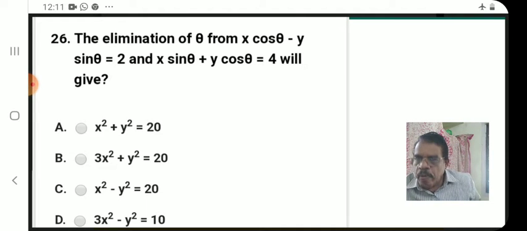Next problem. The elimination of theta from x cos theta minus y sin theta equal to 2 and x sin theta plus y cos theta equal to 4 will give.